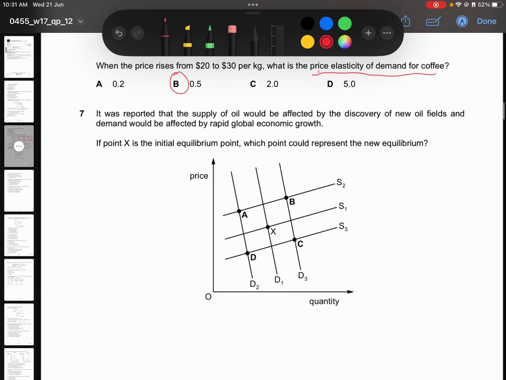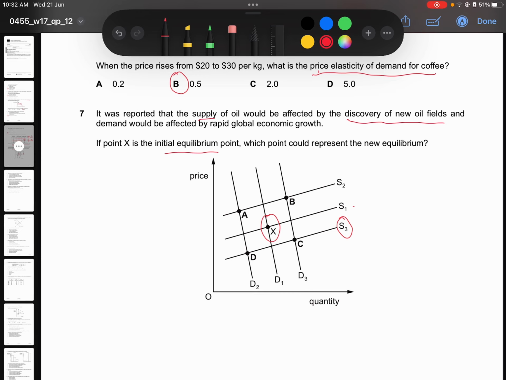Now, it was reported that the supply of oil would be affected by the discovery of new oil fields. So your supply is affected by a discovery of new oil fields, as well as the demand would be affected by rapid global economic growth. If point S is the initial equilibrium point, what point would represent the new equilibrium? So your supply is increasing because there's a new discovery of oil fields. So supply actually shifts to the right or downward, which means it's going to be an S3 curve.